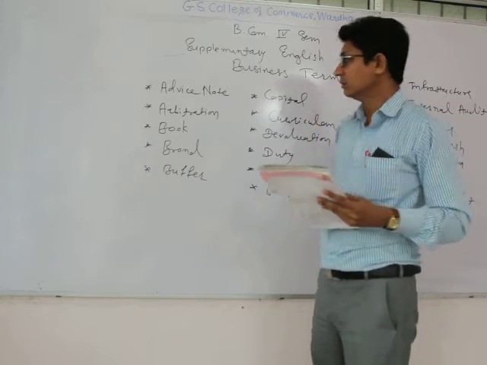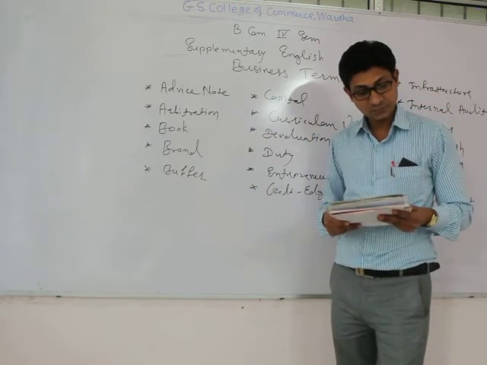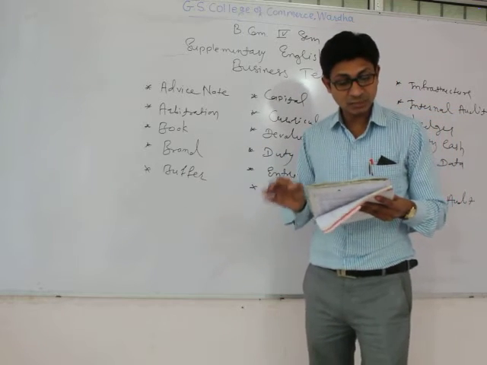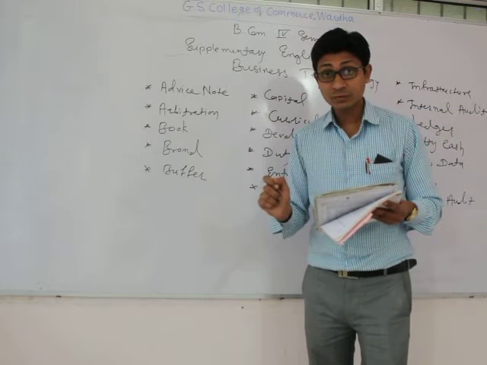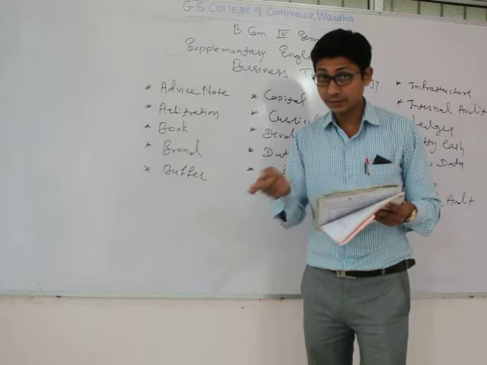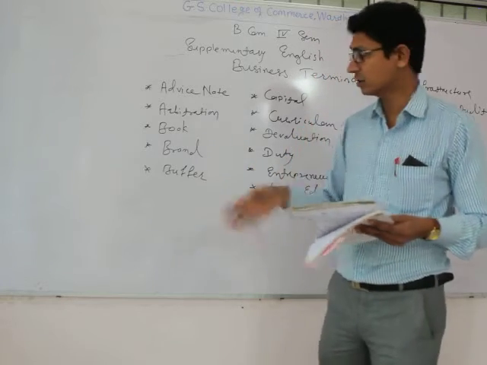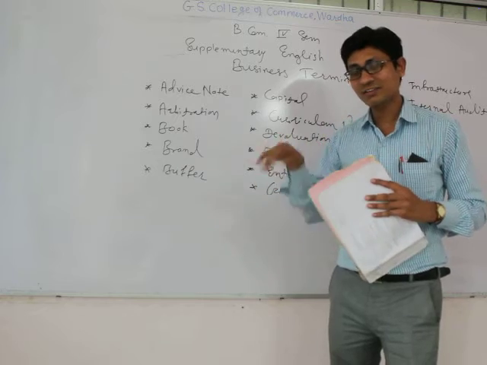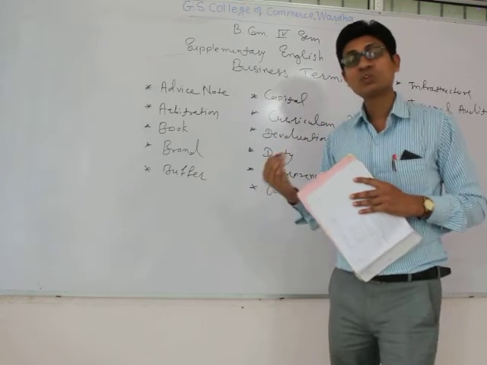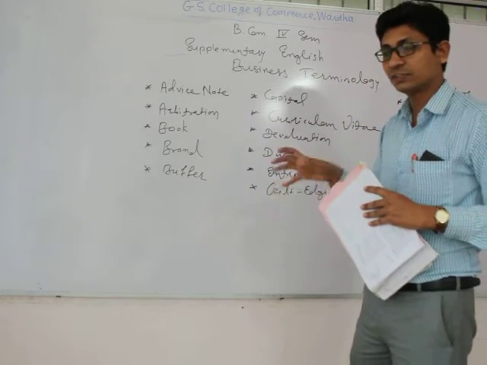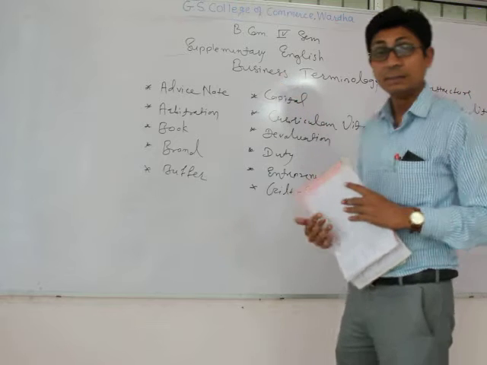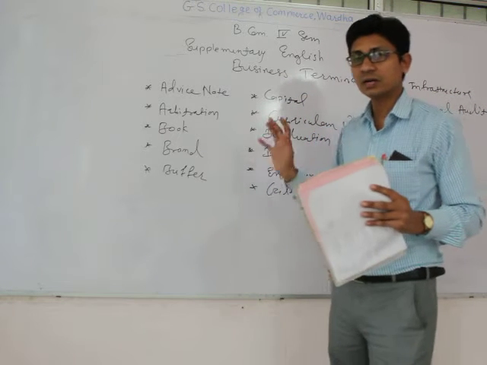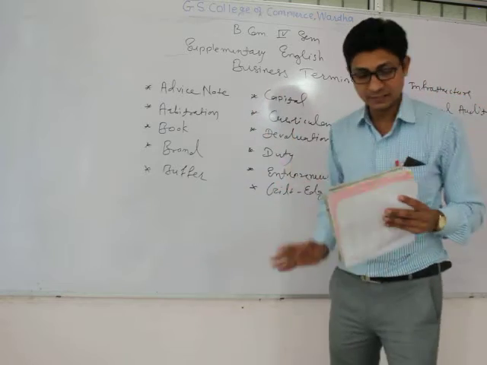Then the next term is arbitration. Arbitration means what? It is a process whereby disputes, conflicts related to business, can be resolved. Because this is called business terminology. We are not discussing literary terminologies here, right? We are discussing the terminologies under this head, that is business. So directly or indirectly, all these terms are related to the commerce field.